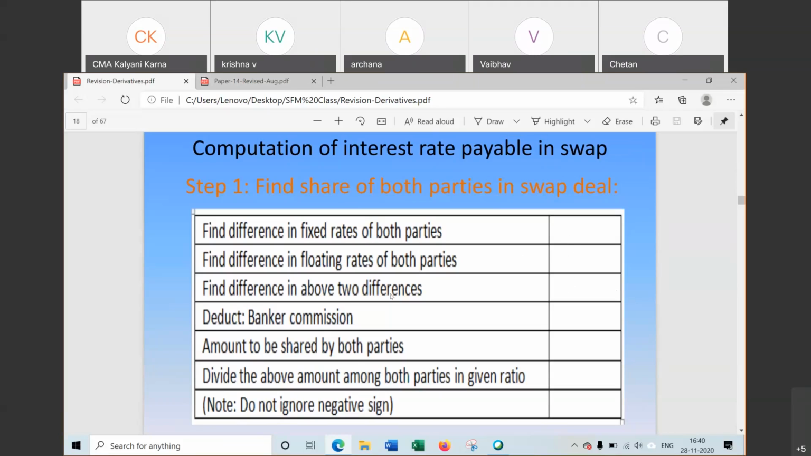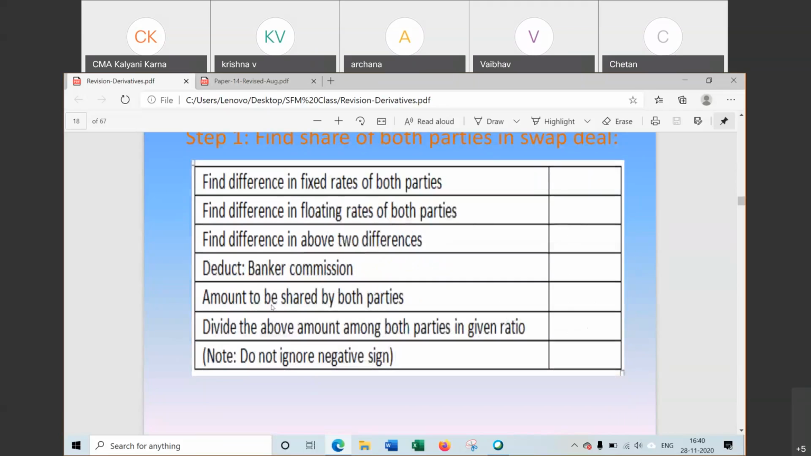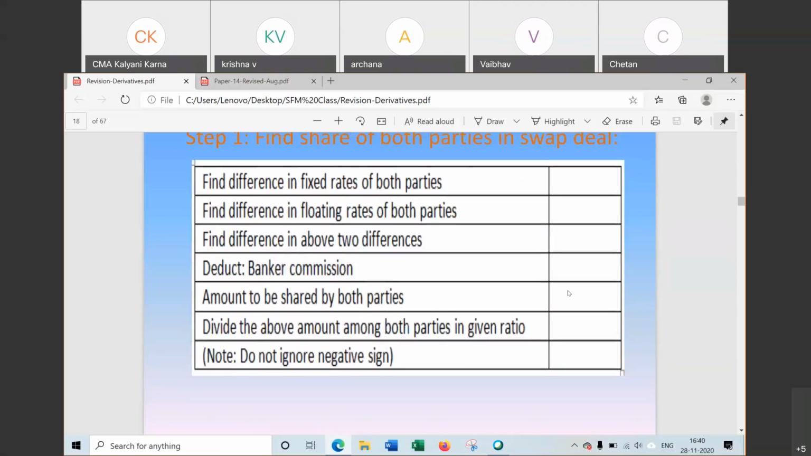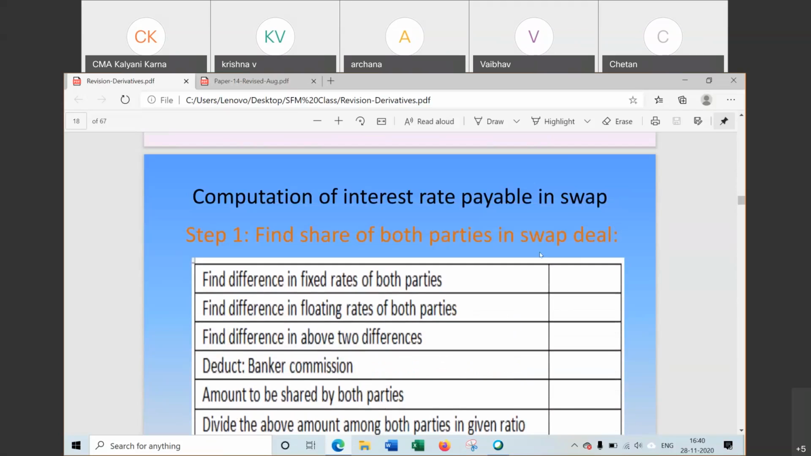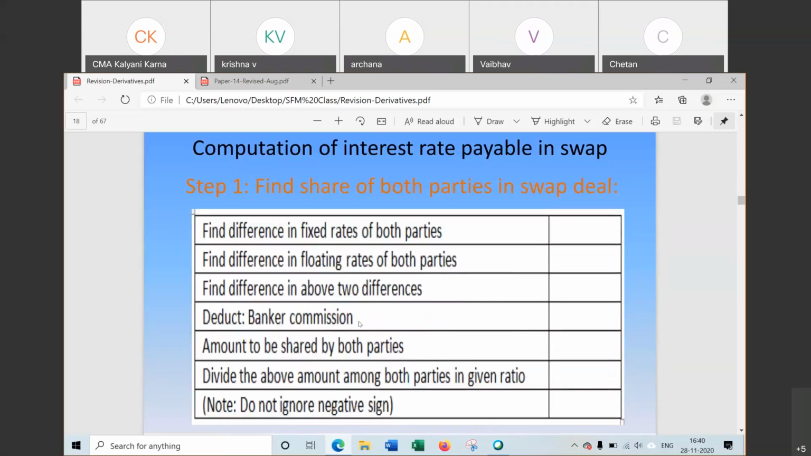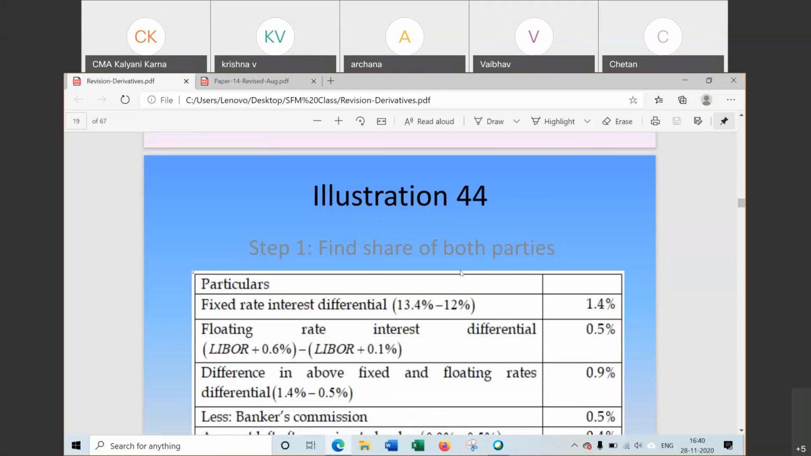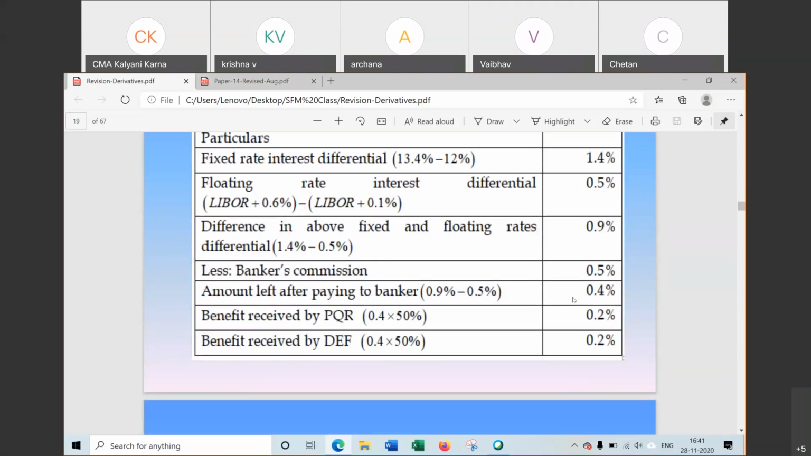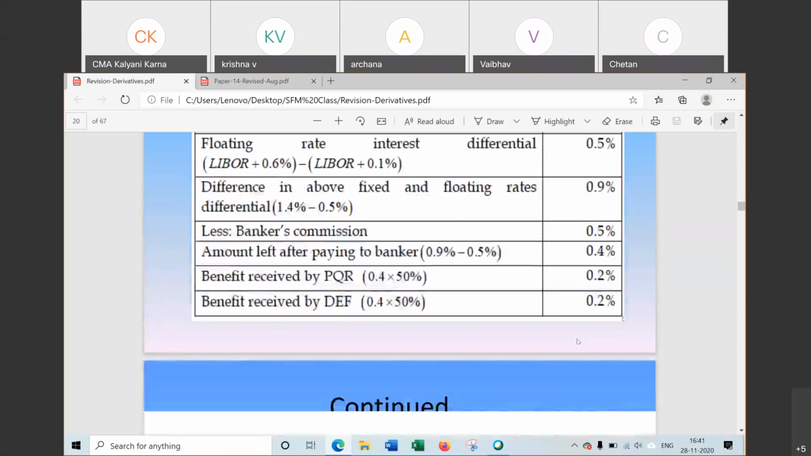Difference in fixed, difference in floating, difference in above two differences, then deduct the banker commission. That will be the amount shared by both parties. Then divide this one in the given ratio, 50-50 or 60-40, whatever given in the question. This will be the amount shared by both parties, that is share of both parties in the swap deal. Banker charge is already given here. Illustration 44 is based on this one, that is fixed, floating, fixed minus floating, deduct banker commission, then amount left after paying banker, this is divided among these two parties.